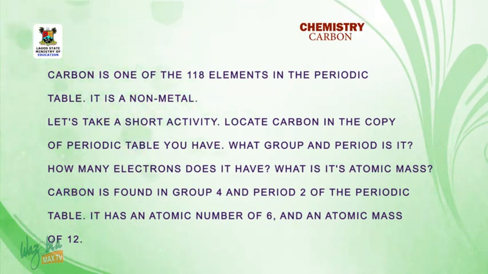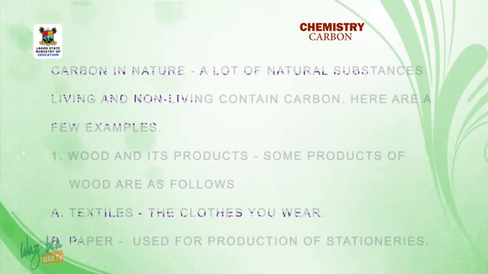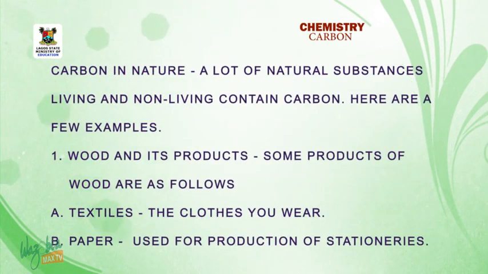Carbon is found in group 4 and period 2 of the periodic table. It has an atomic number of 6 and an atomic mass of 12. Carbon in nature. A lot of natural substances, living and non-living, contain carbon. Here are a few examples.